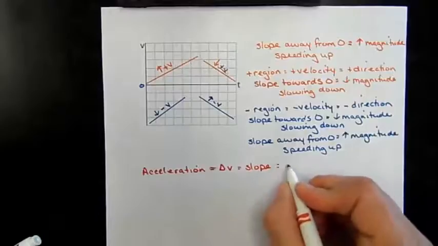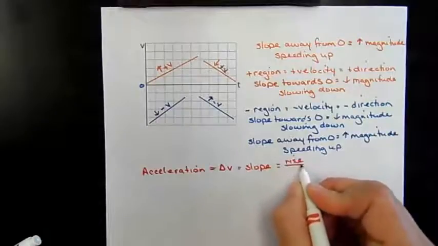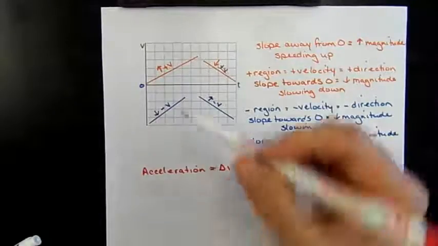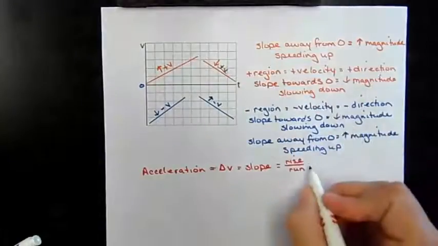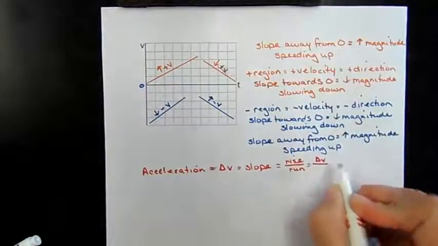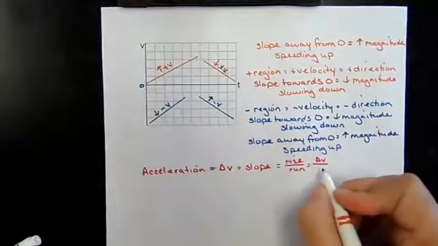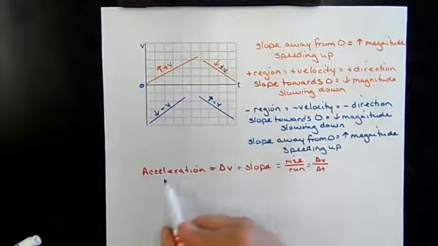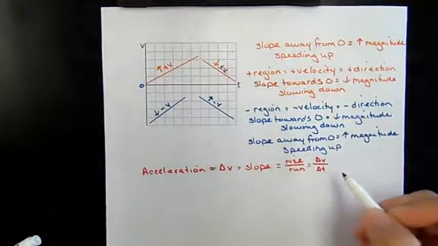Now we know that slope is rise over run. That's how you determine the value for the slope. So when we talk about rise, we're talking about change in velocity, and the run, we're talking about change in time. So acceleration is equal to delta V over delta T.